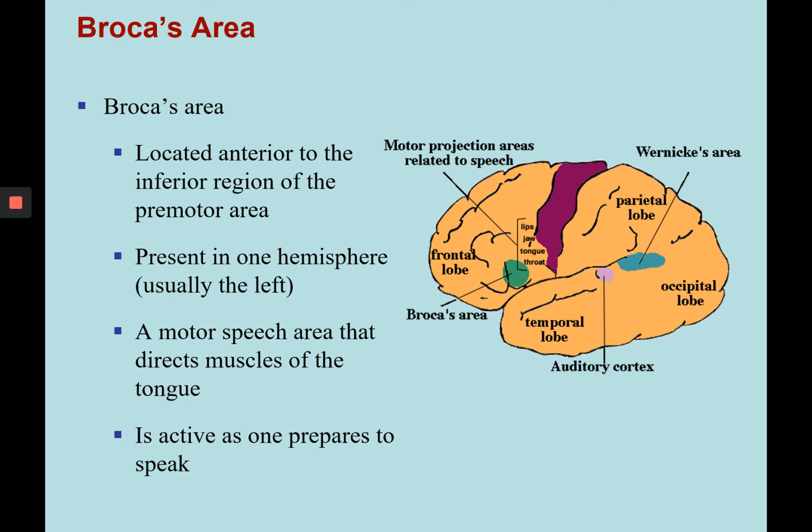Let's review Broca's area. Broca's area is usually located in one cerebral hemisphere. It can be located in the right, but it's usually the left. It is a motor speech area, so we're talking about movement of structures in the mouth, movement or direction of muscles of the tongue, for example, a lot of those glossal muscles. And so it's going to be active as one prepares to produce speech.